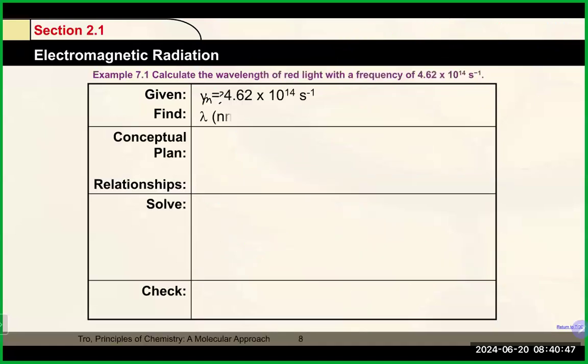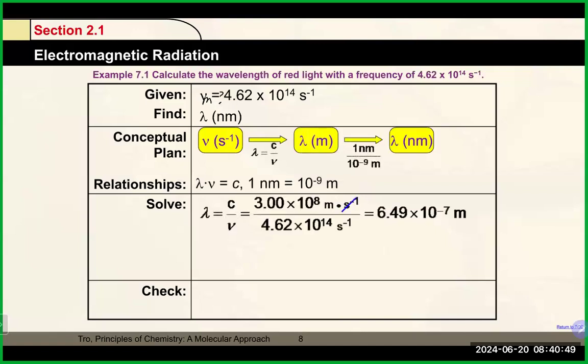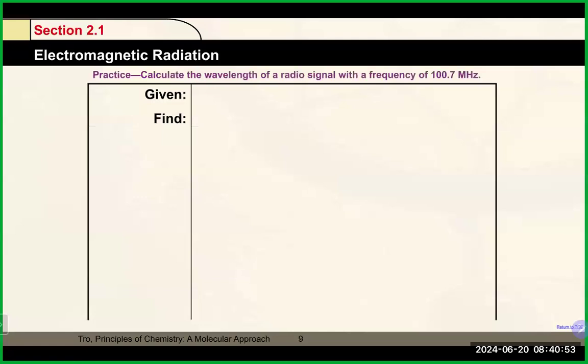All right. That's what we just did. Hopefully they agree. That's good. All right, let's try another one here. Calculate the wavelength of a radio wave, and we could do this one in meters. Why not? That has a frequency of 100.7 megahertz, and mega is 10 to the.